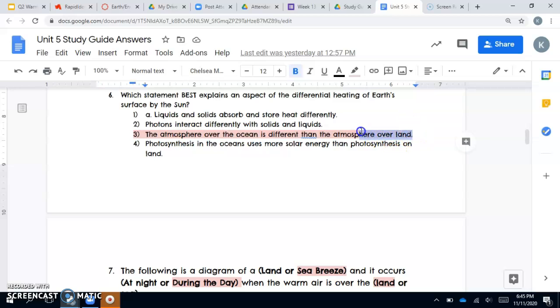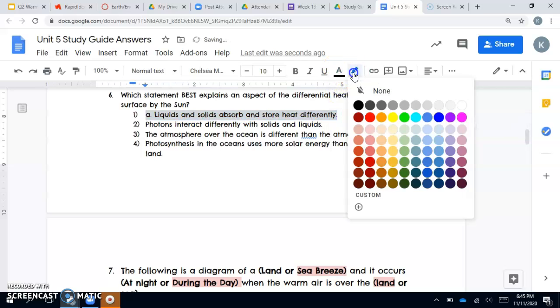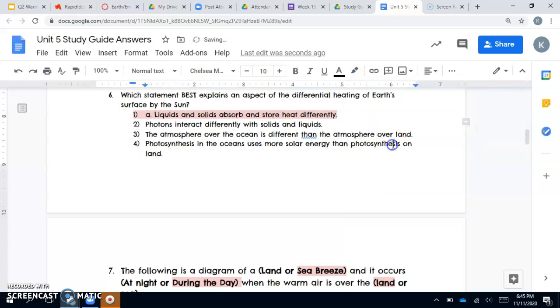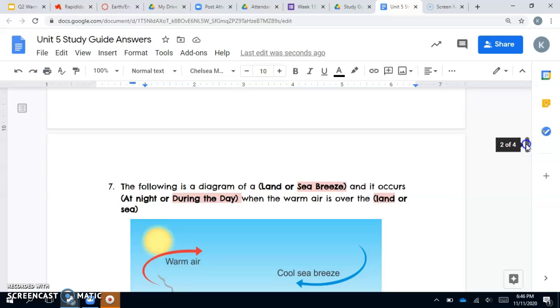Oh, I did not highlight this one correctly. Hold on. The answer here, this is not it. The answer here is the first one. So liquids and solids absorb and store heat differently. That's going to be the differential heating on the surface of the sun, because we know that the land heats up faster than the ocean does. Sorry. There we go. So the answer here is that liquids and solids absorb and store heat differently. I need to go back and check and make sure that the answer is correct on your test as well.